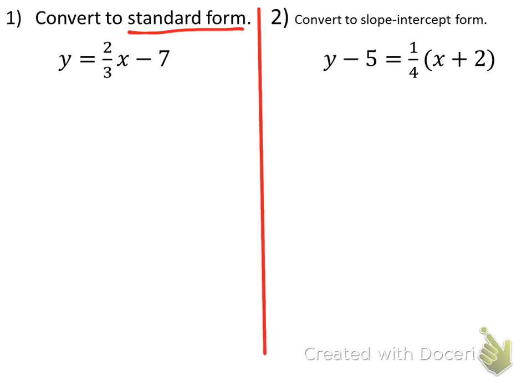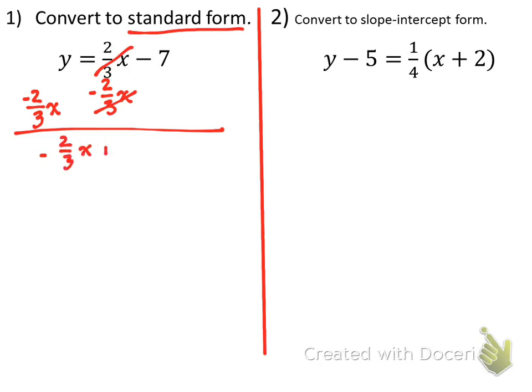So carefully, I'm just going to have to move this 2/3 x. So I'm going to subtract 2/3 x on both sides. Draw my line. These two cancel out, so we get negative 2/3 x plus y is equal to negative 7. Now, you could say this is already in standard form, but the only thing is, in standard form we don't like fractions in front of our x or our y. So I need to get rid of this fraction.